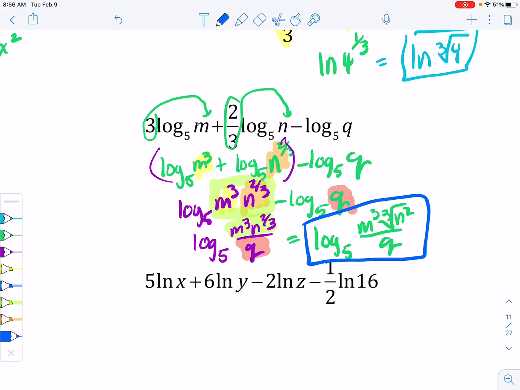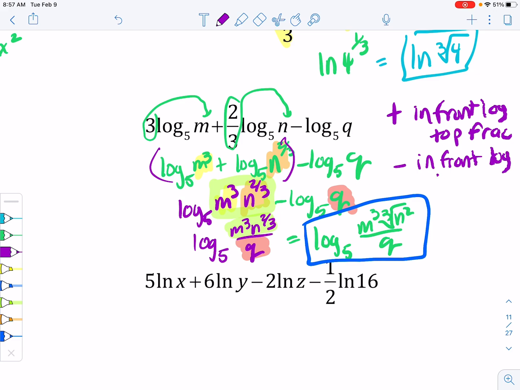Okay. Now, if we take a look at this from here to here, notice the log base 5 of m was positive and it ended up in the top. The log base 5 of n was positive and it ended up in the top. And the log base 5 of q was negative out in front and it ended up in the bottom. This pattern will hold. So if there's a positive in front, it goes in the top of the fraction. If there's a negative in front of the log, it goes in the bottom of the fraction. Right? So what we have now is a pattern that we can shortcut.